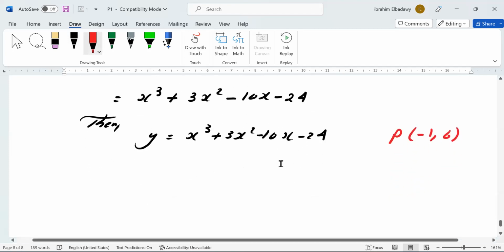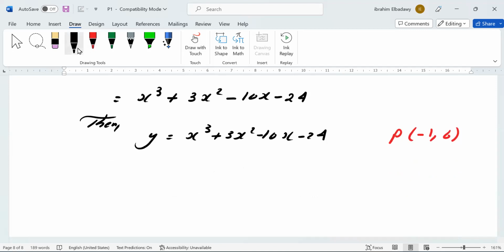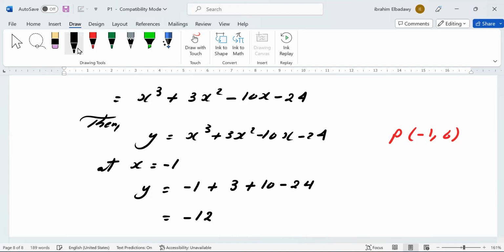In this case, you can check. Check about what? Actually, if you put -1, you cannot get 6. Okay, how do you know? Try x equal to -1 and find whatever you get. y equals, if you put -1, it will be -1, then -1 squared times 3, then plus 10, minus 24. Maybe you can get 6, you are lucky if you get it. But here, you get minus 12. You didn't get the value of 6.